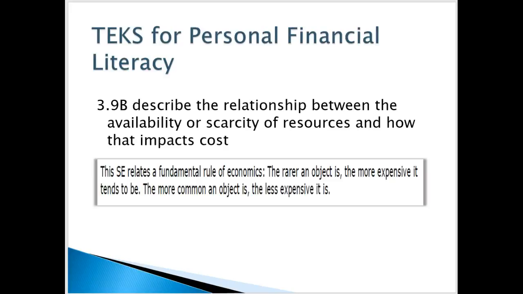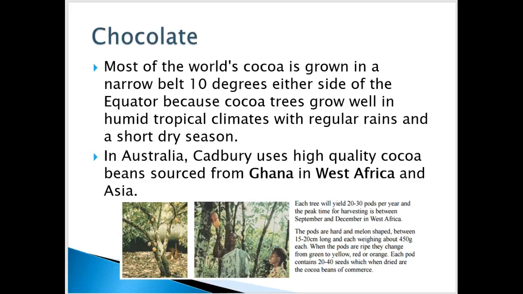Then we have 3.9b, where you need to describe the relationship between the availability or scarcity of resources and how that impacts cost. Of course, the rarer it is, the more it costs. So, such as chocolate, where it's grown, you'll see that it has a very short dry season. So, if they don't have enough dry season, the chocolate will cost more when we get it in our home.